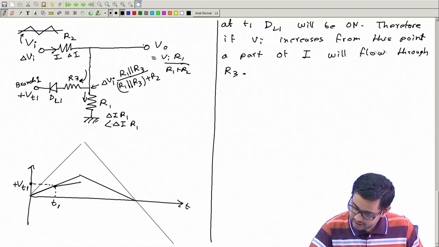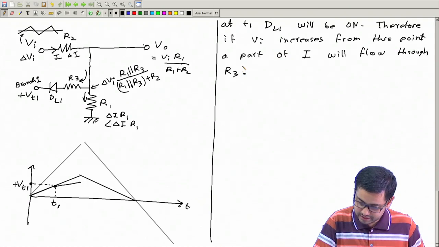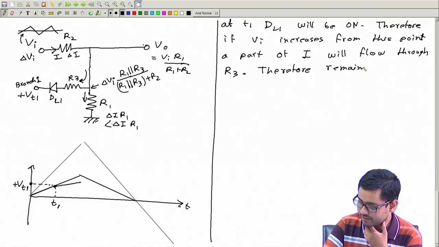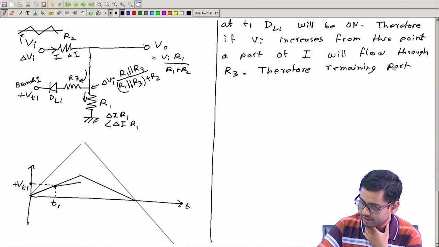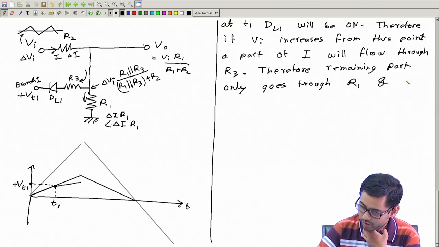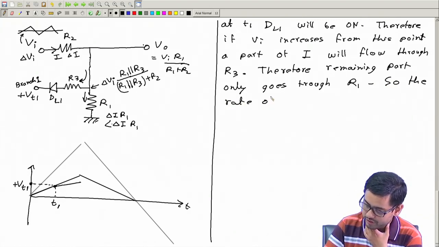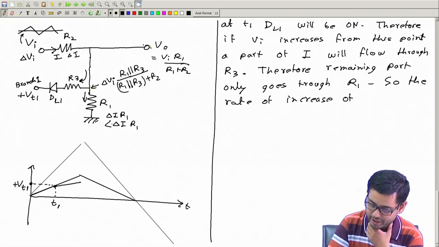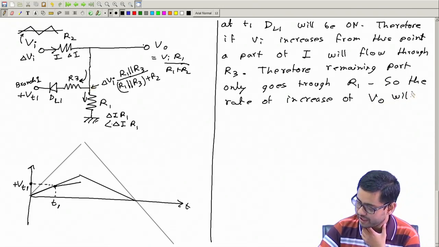Let me write, increase I will flow through, so a part of I will flow through R3, therefore only the remaining part goes through R1, and so the rate of change or rate of increase of this voltage, which is same as VO, will become slower.